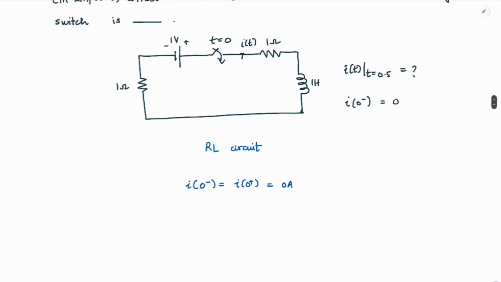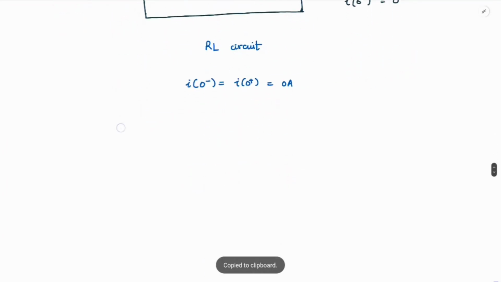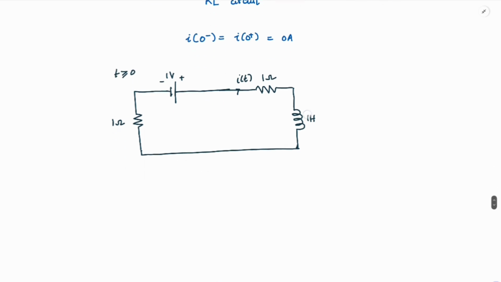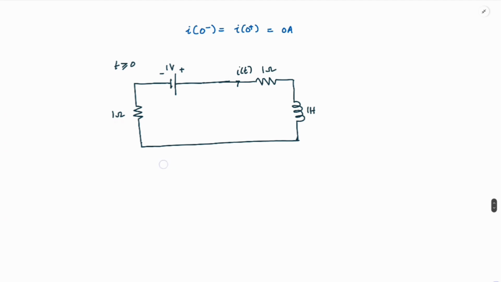What happens at I of infinity? So if we take this circuit, for t greater than 0, this is the circuit, right? So at t tending to infinity, what happens? This will be in steady state and this will be shorted. So what will be your I of infinity? Your I of infinity will be 1 volt by 2 ohms, which is equal to 0.5 ampere. So we got the initial and final condition.